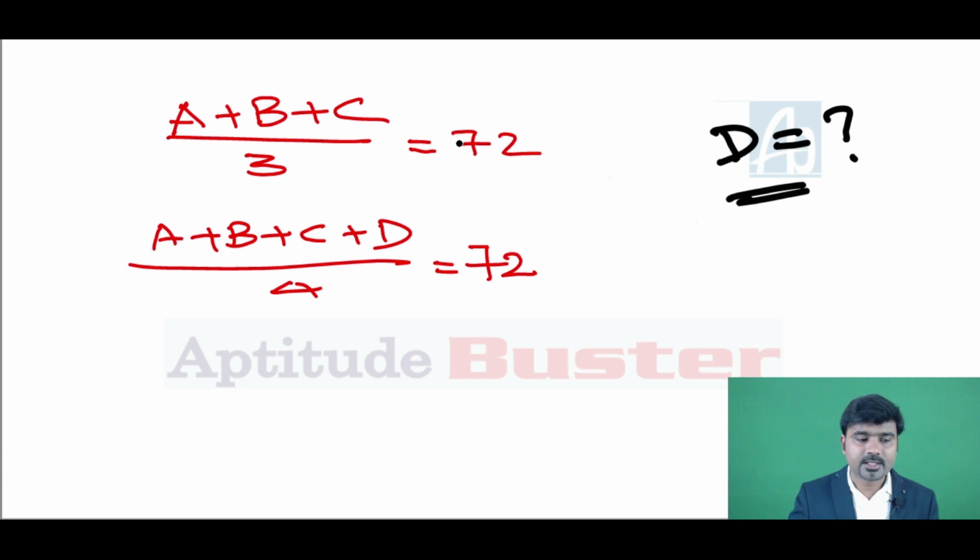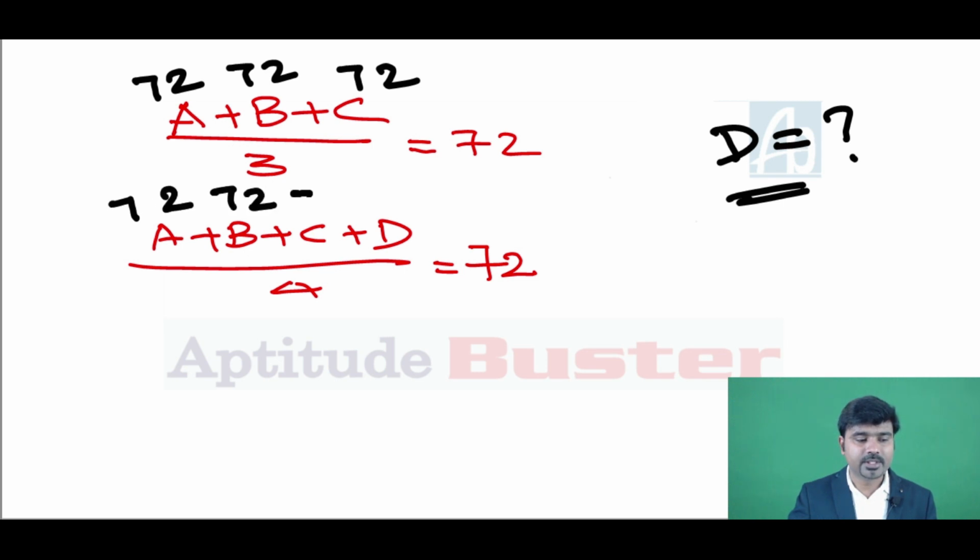For simple understanding, I'll take A as 72, B 72, C 72. What's the average? 72, right? Okay, next in this one, A 72, B 72, C also 72. Here, including the D value, the average is 72. What's the value of D? The D value is the same, 72. Then only can we maintain the average of 72.